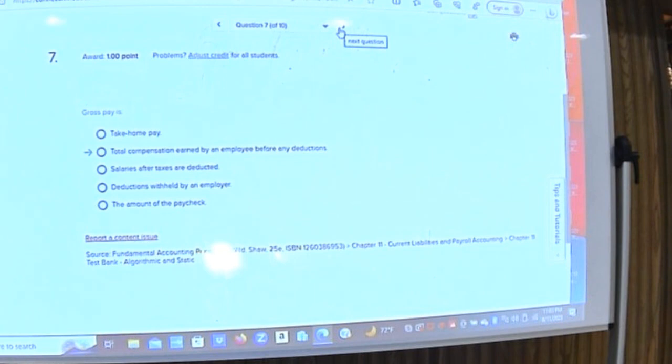Number 7, gross pay, we've run into that term before, that's just the total compensation before you take anything out for taxes, or for that matter, for any voluntary deductions. Second option works there.